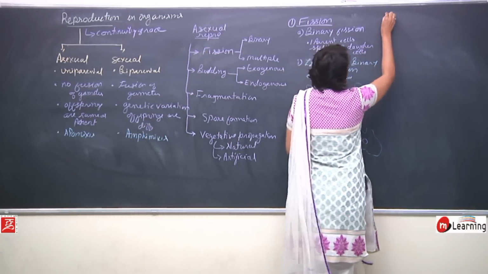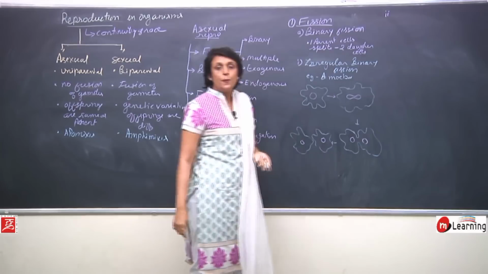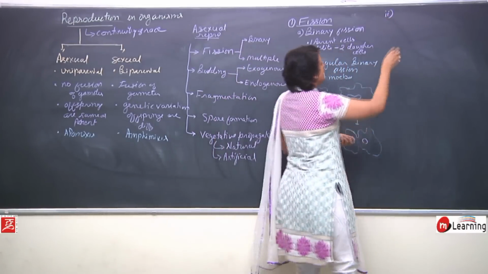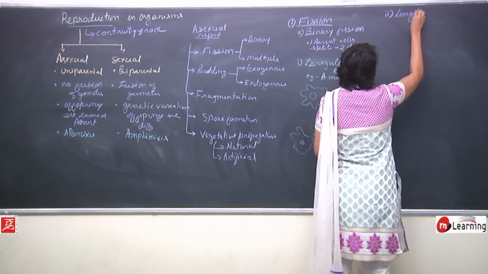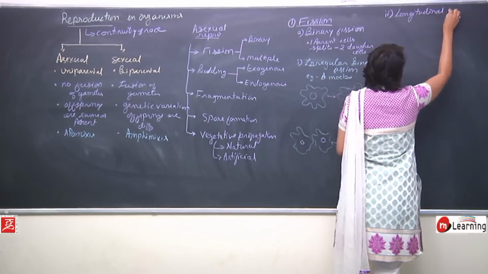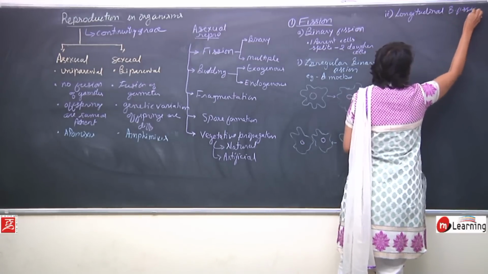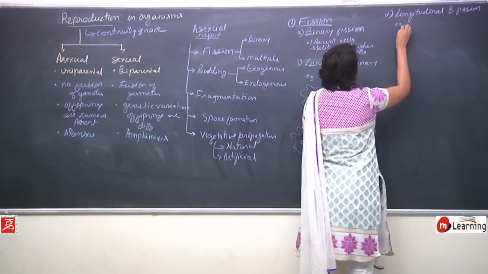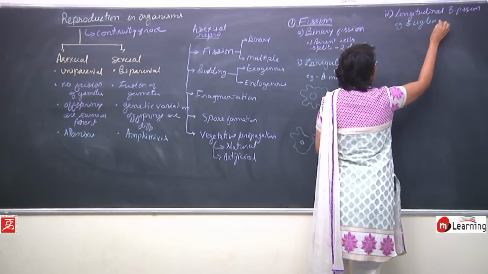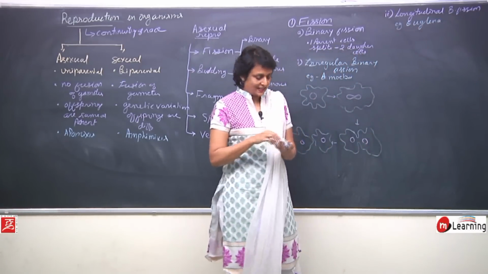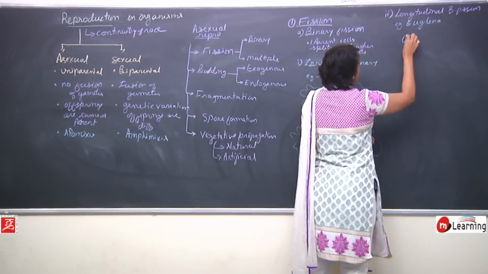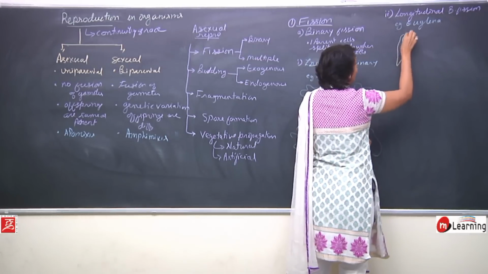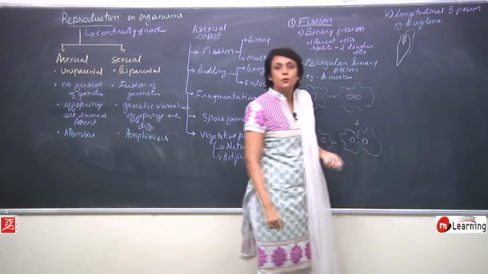Let us talk about the other type of binary fission. Again binary means parent cell will divide into two, but the plane of the division is decided. It is longitudinal. So longitudinal binary fission. That means it is going to be a vertical type of fission. It is seen in Euglena. Euglena is a flagellate. It has one large flagellum and there is one more smaller which is not visible to us.